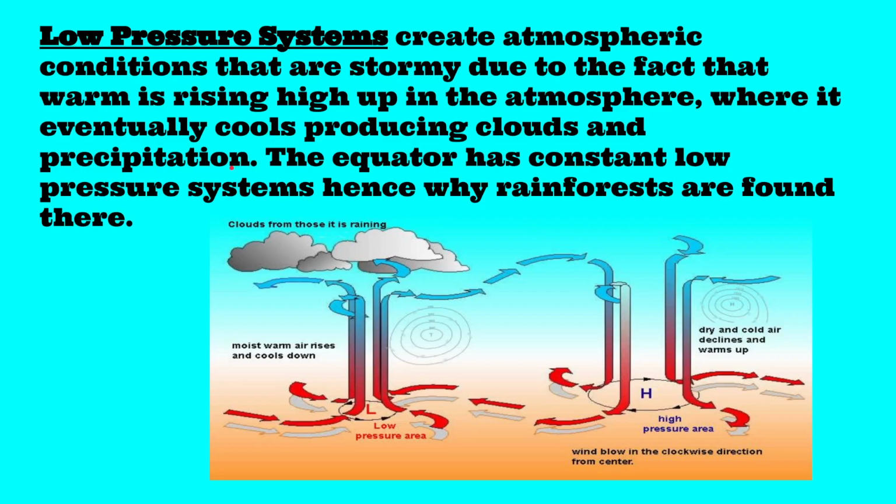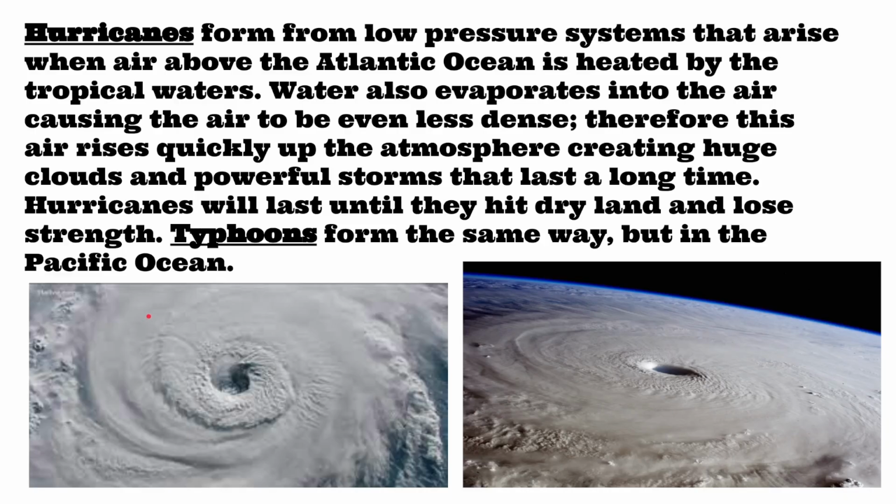The equator actually has a low pressure system because, don't forget, it's being heated more than the rest of the planet. Therefore, that's why we have a lot of rain at the equator, and that's the reason why a lot of the rainforests are located there. Hurricanes form over a low pressure system, which makes sense, right? Because hurricanes usually form around the equator.